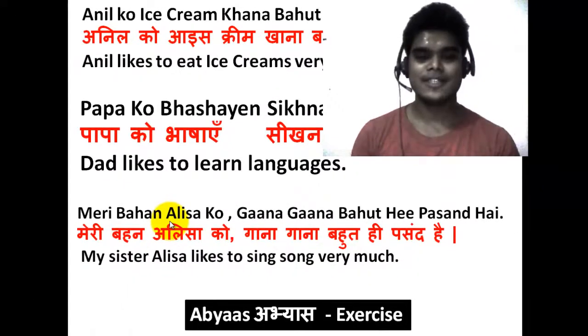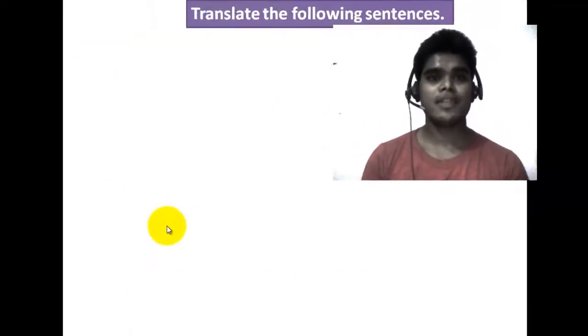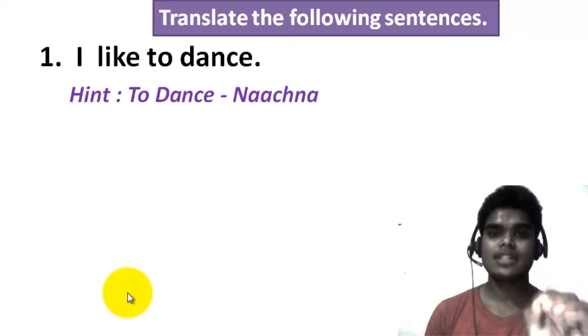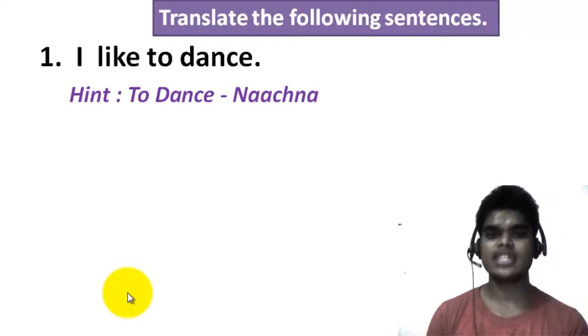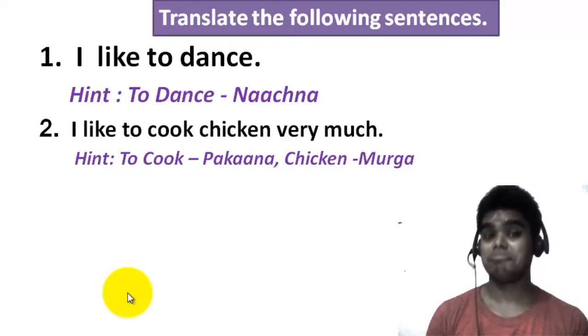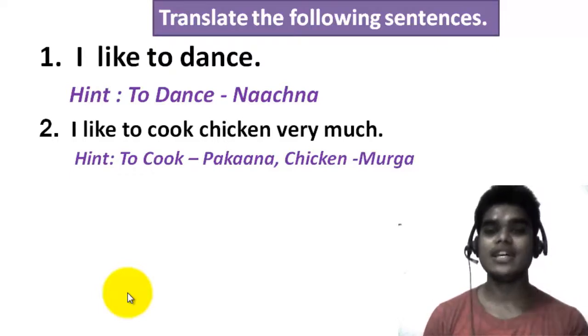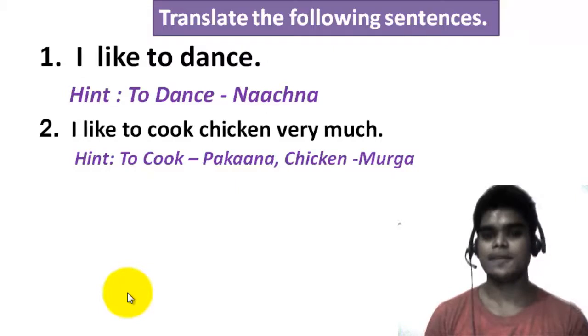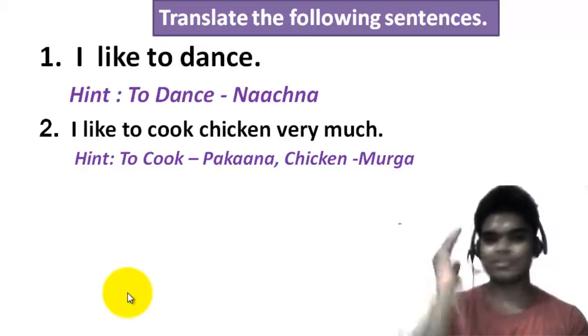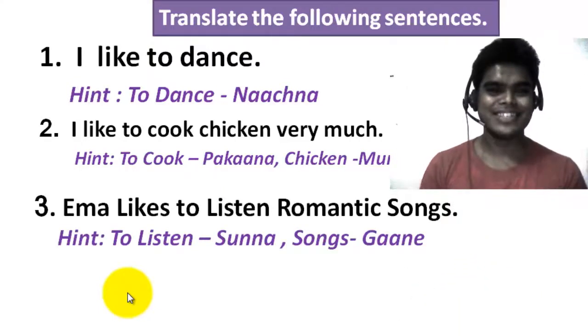Abhyas, exercise, alright? Let's do it. Translate the following sentences. I like to dance. Hint, for dance, to dance, in Hindi we say nachna, right? Nachna. I like to cook chicken very much. To cook we say pakana, chicken we say murga, right? And now, male is called murga and female chicken is called murgi. So, what you're going to cook, decide yourself.